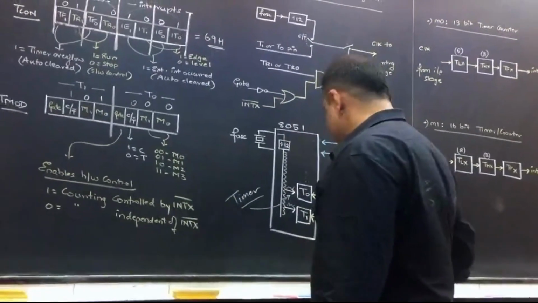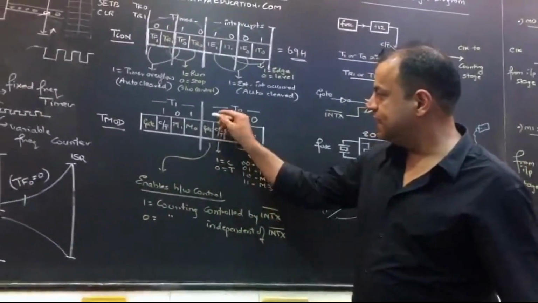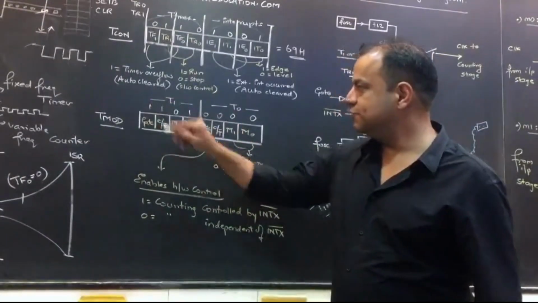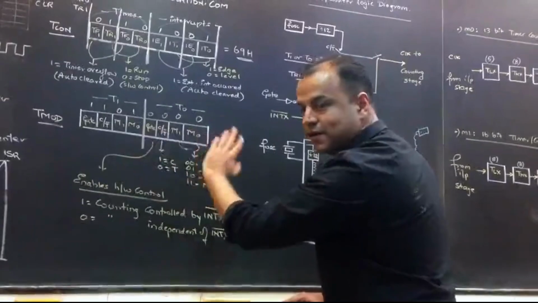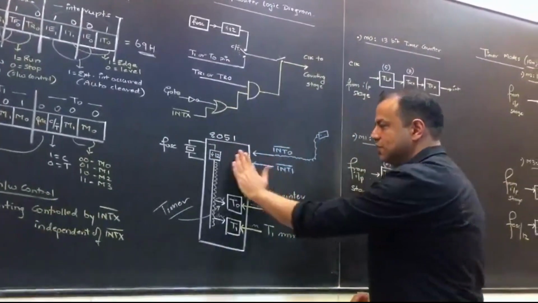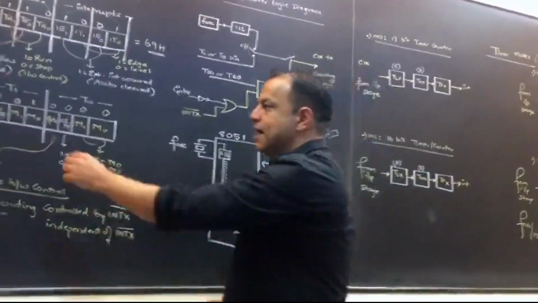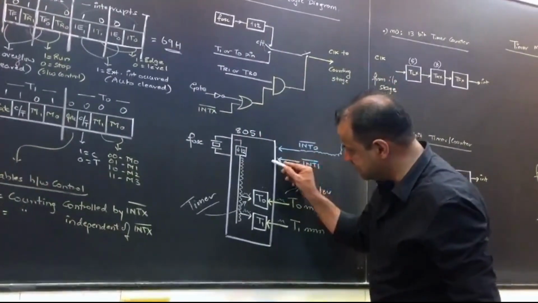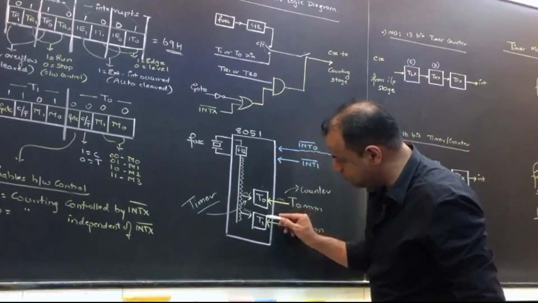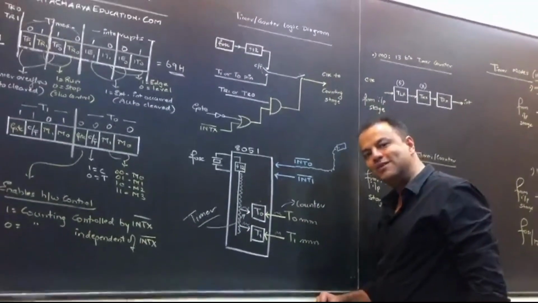So suppose I keep this bit as 0 and this bit as 1. I have said I don't want hardware control for timer 0. This connection is not there. I want hardware control for timer 1. This connection is there. INT 1 will be used to control timer 1. Tell me, did you understand this?